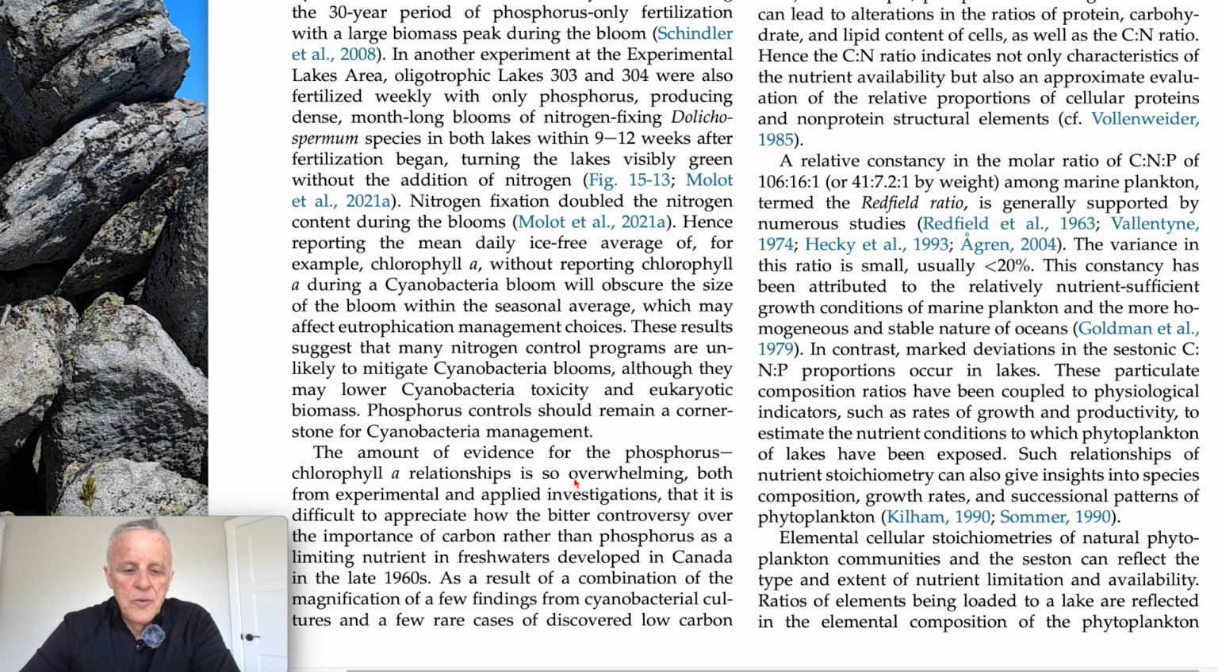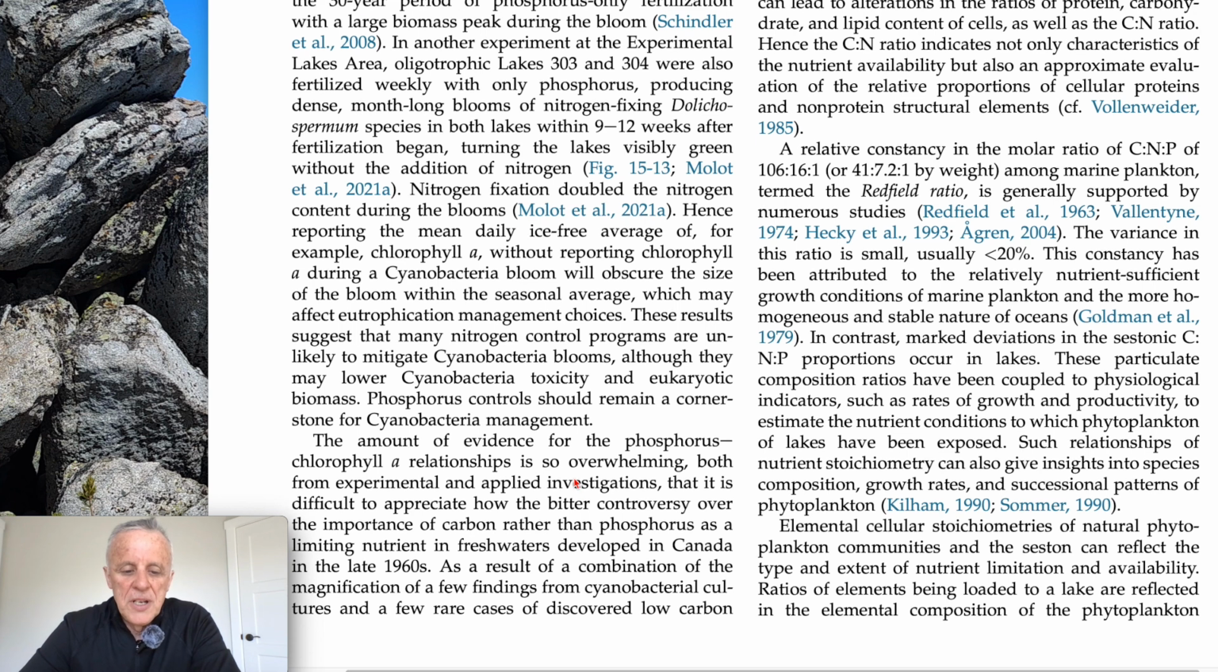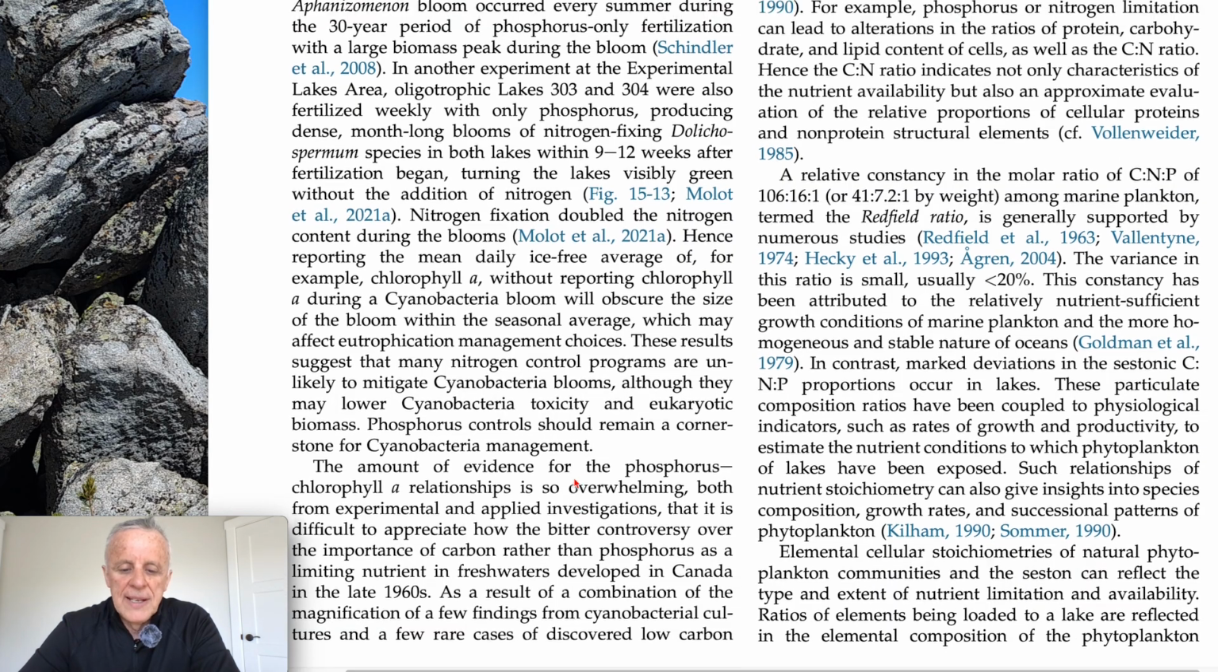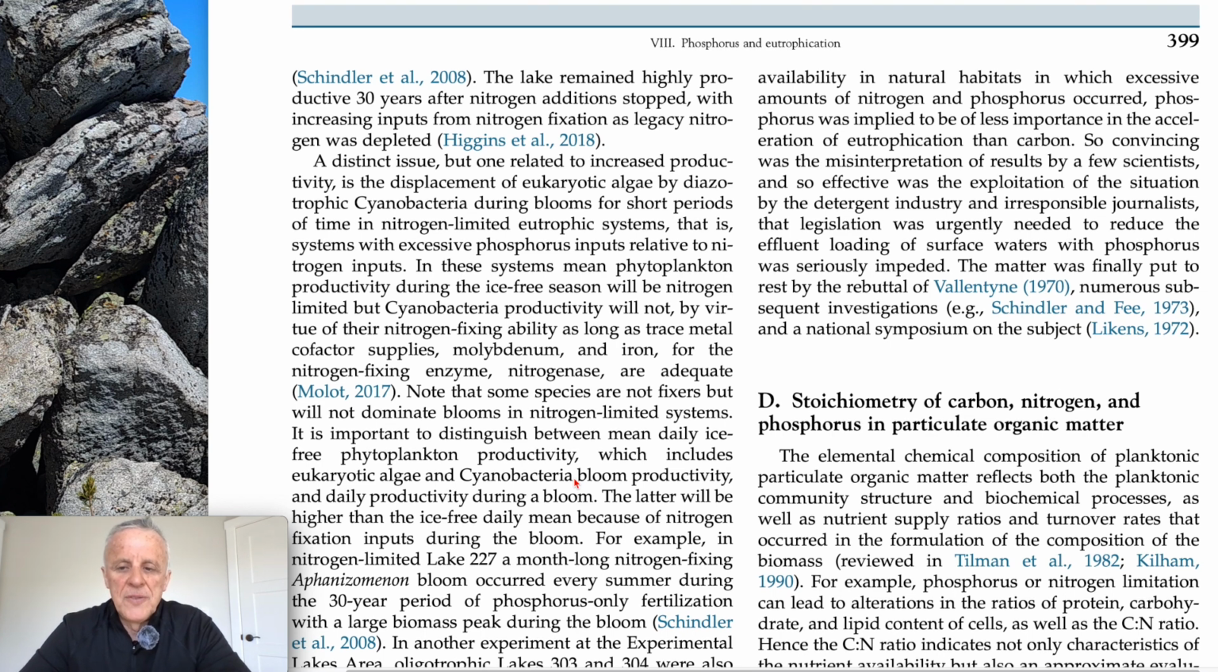The amount of evidence for the phosphorus-chlorophyll a relationship is so overwhelming, both from experimental and applied investigation, that it is difficult to appreciate how the bitter controversy over the importance of carbon rather than phosphorus as a limiting nutrient in fresh waters developed in Canada in the late 1960s. As a result of the combination of the magnification of a few findings from cyanobacterial cultures and a few rare cases of discovered low carbon availability in natural habitats in which excessive amounts of nitrogen and phosphorus occurred, phosphorus was implied to be of less importance in the acceleration of eutrophication than carbon.